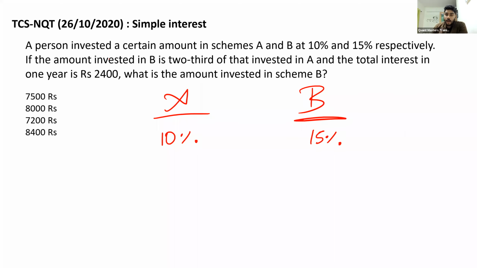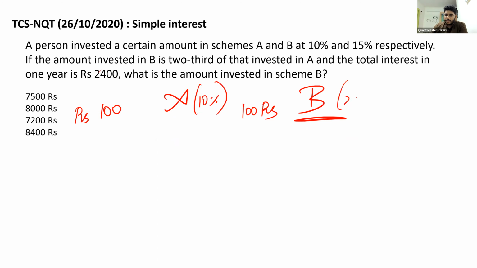Now, you will see how simple it is to solve this sum. I'll tell you what technique we can apply here. Let me take an example. I'm investing 100 rupees in scheme A and 100 rupees in scheme B, here at 10%, here at 20%. 10% of 100, I'm getting how much? 10 rupees. 20% of 100, I'm getting how much? 20 rupees. Is it clear?